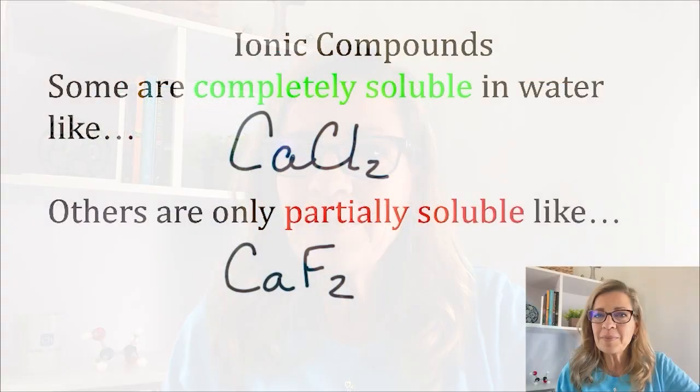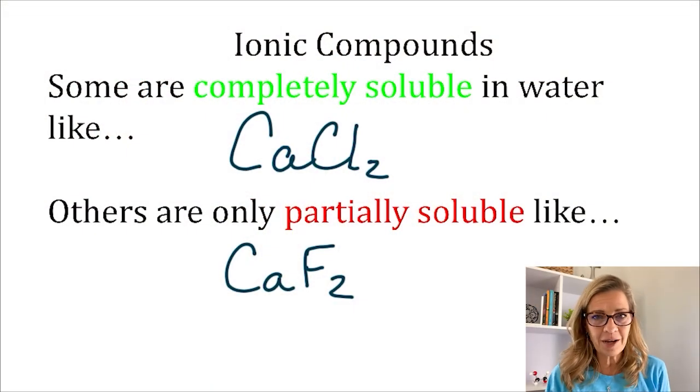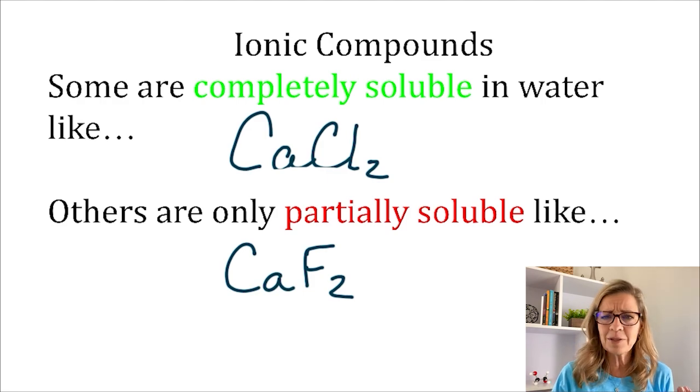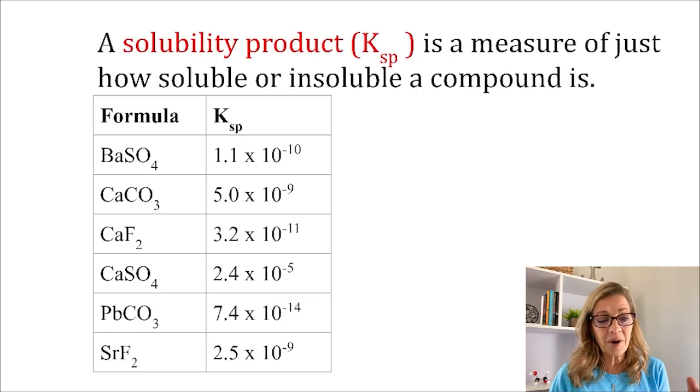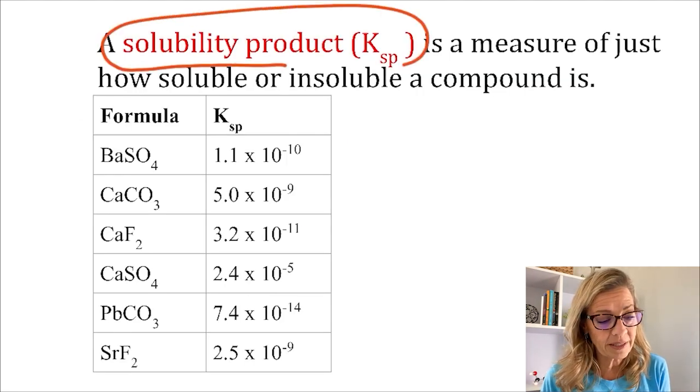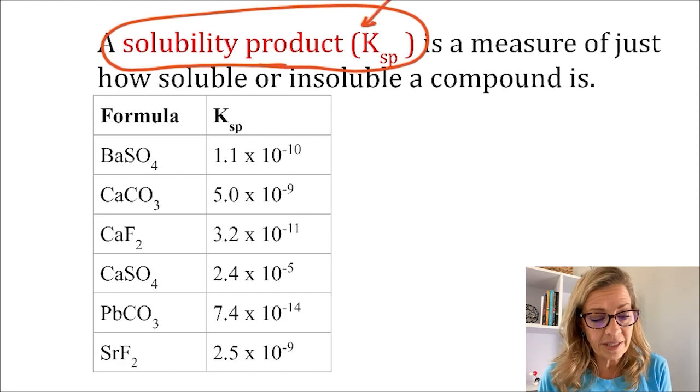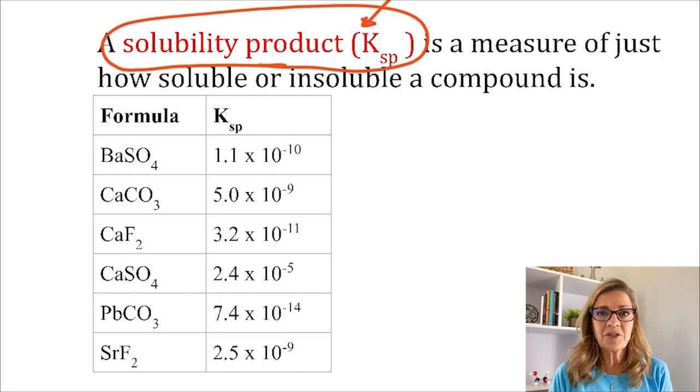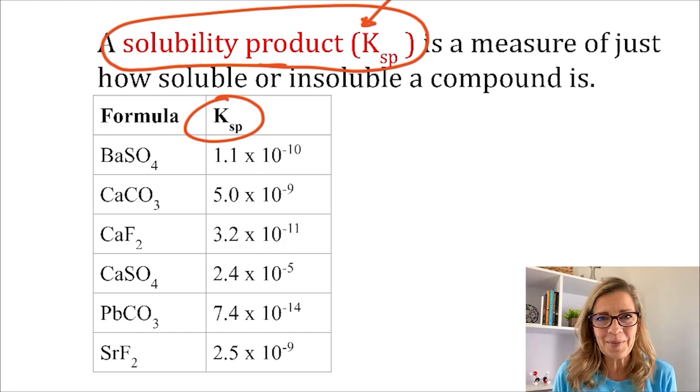You remember when we talked about solutions way back, ionic compounds can be very soluble, such as calcium chloride, very soluble, but calcium fluoride would be slightly insoluble. So how do we deal with that? Well, what we have is a KSP, and that stands for solubility product. And remember what big K is. It's just an equilibrium constant. And so these are values that you can look up in tables at a given temperature, and it will indicate basically how soluble an insoluble compound is.